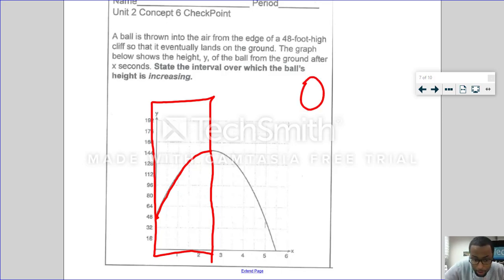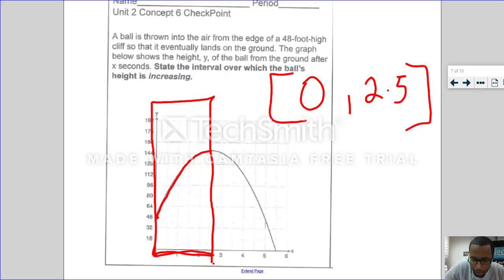Okay? Because it's starting at 0. 0 is right here. Interval increasing, we're looking at the x. It goes right about here, so that's going to be actually 2.5. So that is the interval in which it is increasing, from 0 to about 2.5.